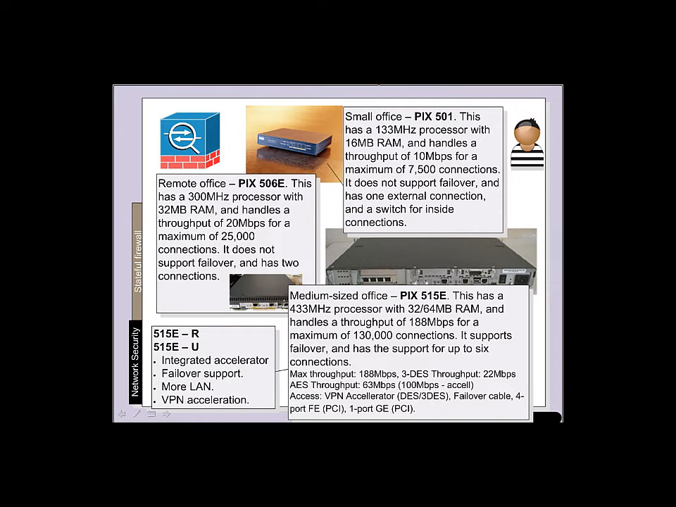Some of the devices that we have for a small office: we have the Pix 501, which is a fairly limited device with only 2 interfaces and up to 7,500 connections. The Pix 506 raises this to 25,000 connections, and again only has 2 connections in and out. For a medium-sized office, we have the Pix 515E, which can support up to 130,000 connections and can have 6 physical interfaces. For this, we can have 2 licenses for it: a restricted.